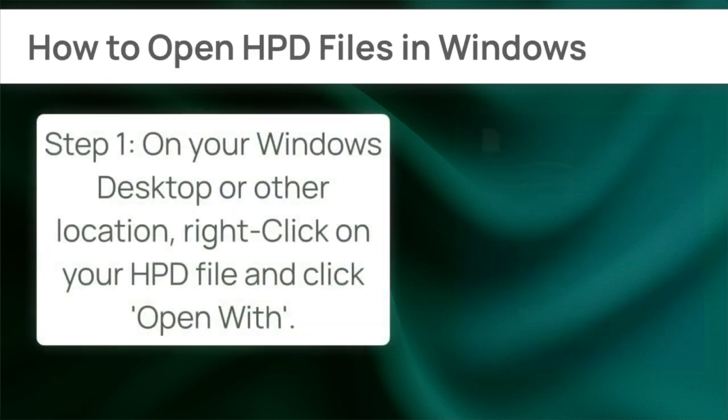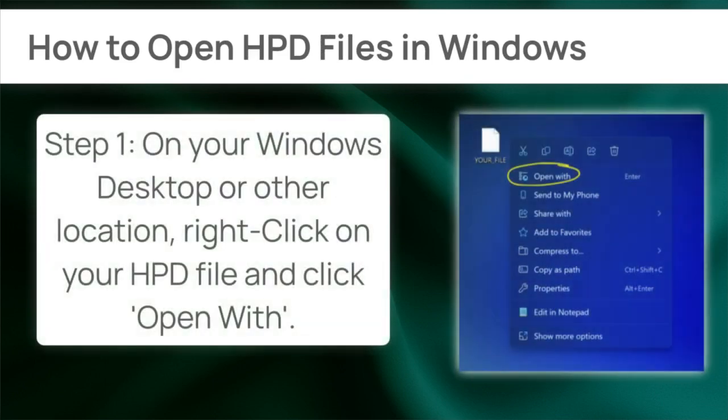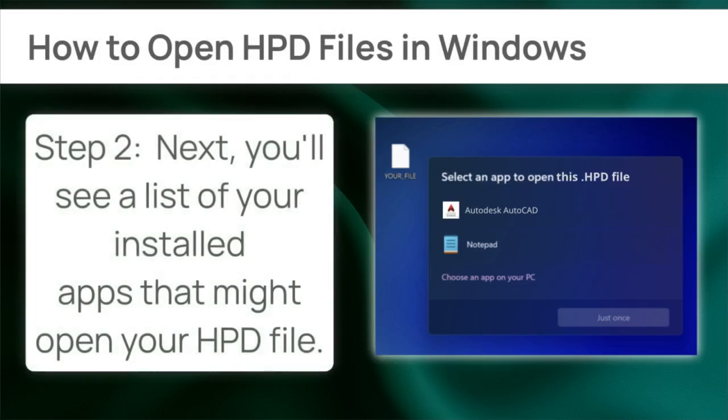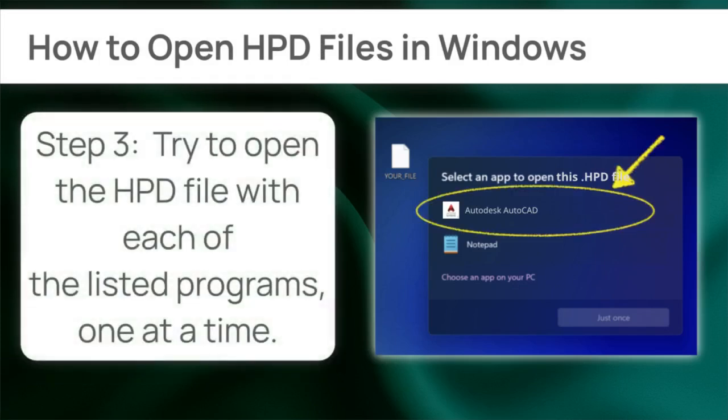The first step is to check which program successfully reads the file's header. Right-click the HPD file and click Open With. Test Autodesk AutoCAD if present. If it is unavailable, select another program. We need to check every option.